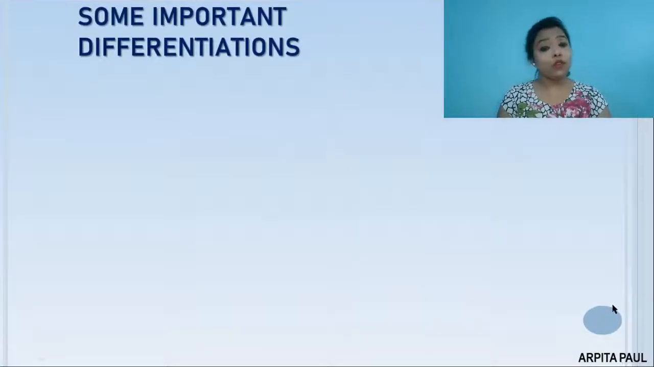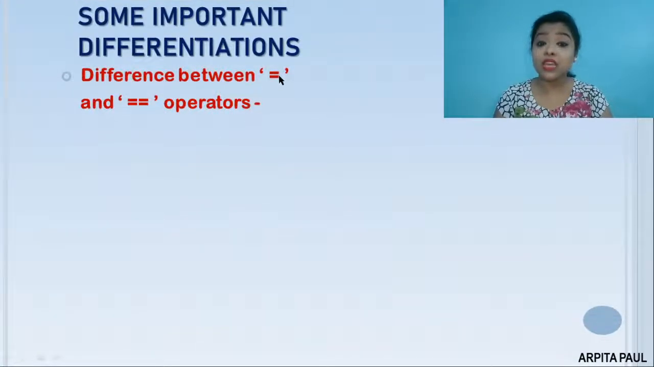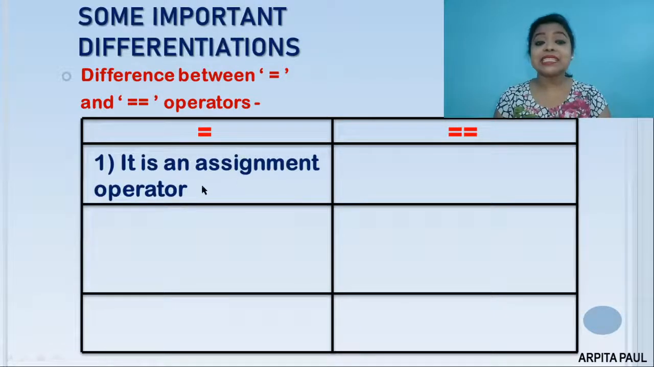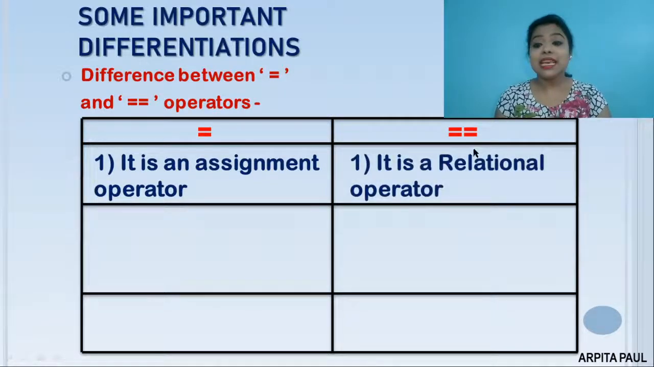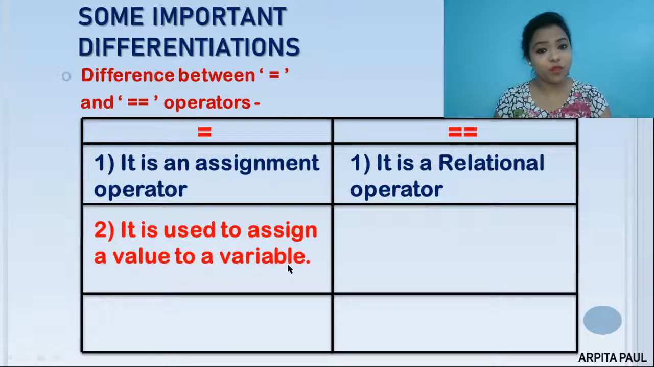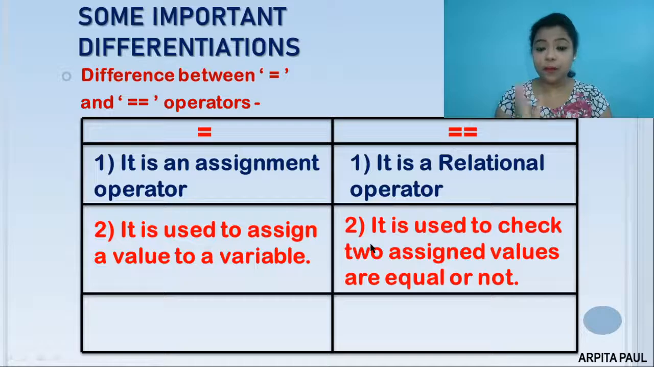Now let's move on to the next one, that is the difference between equals to and double equals to operator. So what is the basic difference? In case of equals to, it is an assignment operator. It is used to assign a value to a variable, whereas double equals to is a relational operator. It states the relation between two variables. How it works? The assignment operator is used to assign a value to a variable. And double equals to is used to check whether two values are equal or not.